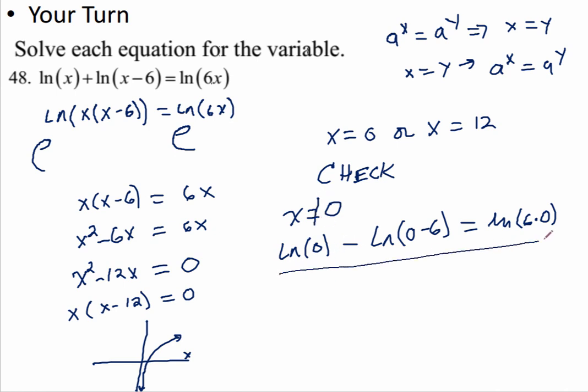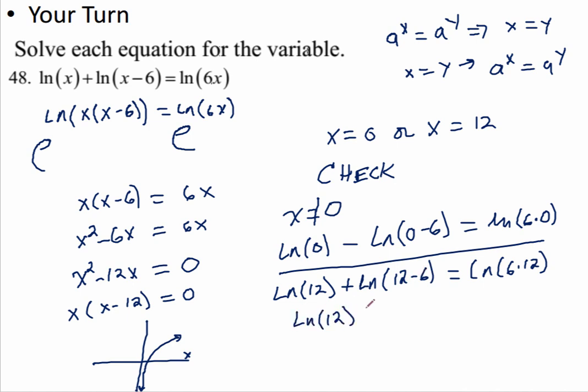Okay, so let's go try 12. So ln of 12 plus ln of 12 minus 6, is that equal to ln of 6 times 12? Okay, so let's see. Well, this is ln of 12 minus 6, same thing as ln of 6. So I'm going to do this without even using the calculator to show you that indeed it is true, because ln of 12 plus ln of 6, right? Is that equal to ln of 6 times 12?